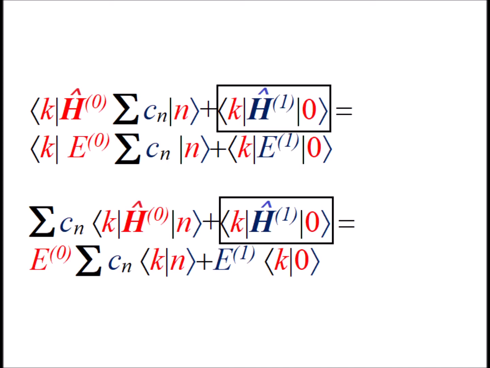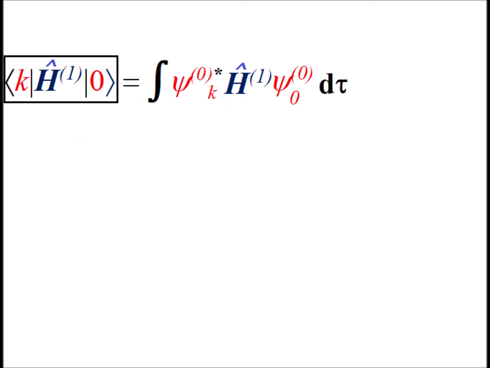For the second term, we have an integral of psi k with the perturbed Hamiltonian and psi sub 0. An important thing to keep in mind here is that we don't know the eigenfunctions of the perturbed Hamiltonian, so there are no immediate simplifications we can make to this expression. And here is that expression written out literally as an integral.